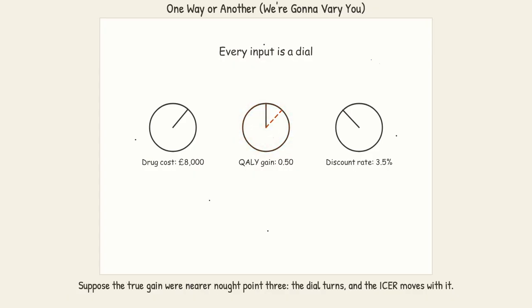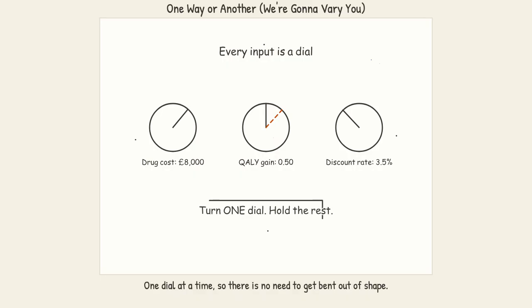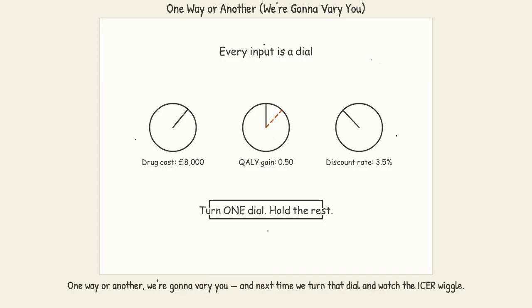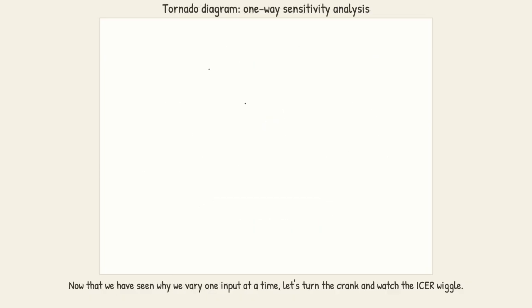Suppose the true gain were nearer 0.3. The dial turns, and the ICER moves with it. One dial at a time, so there is no need to get bent out of shape. One way or another, we're gonna vary you, and next time we turn that dial and watch the ICER wiggle. Now that we have seen why we vary one input at a time, let's turn the crank and watch the ICER wiggle.